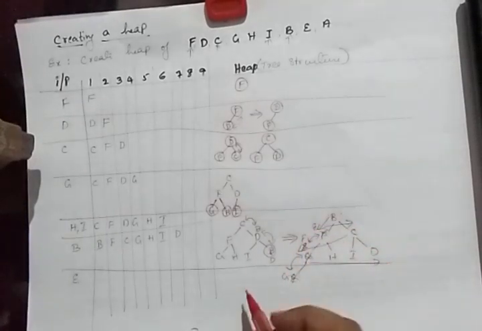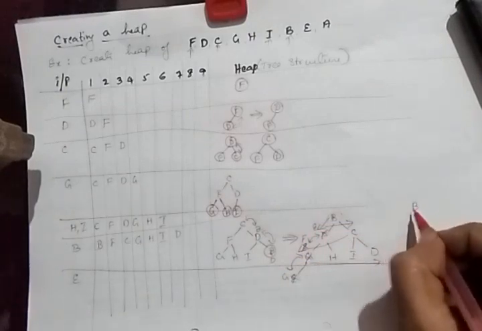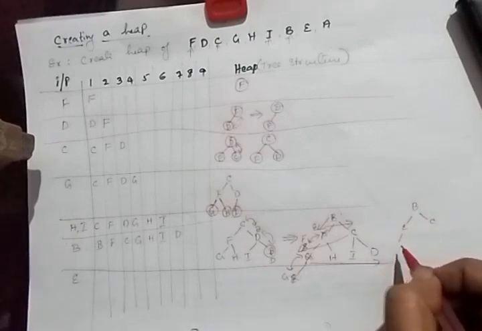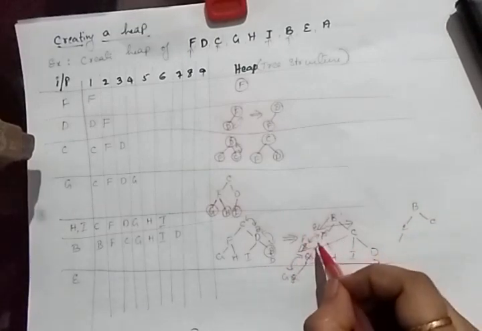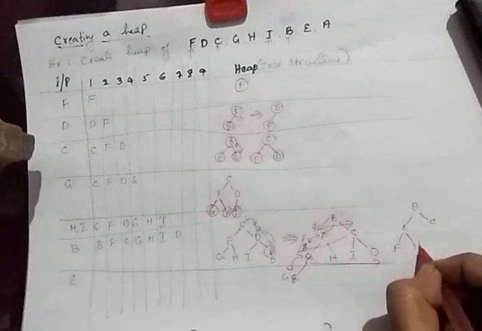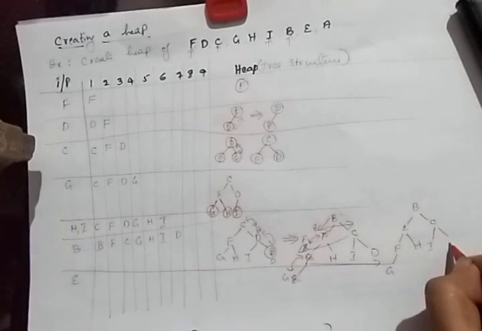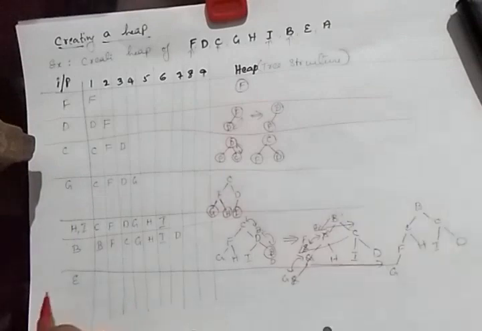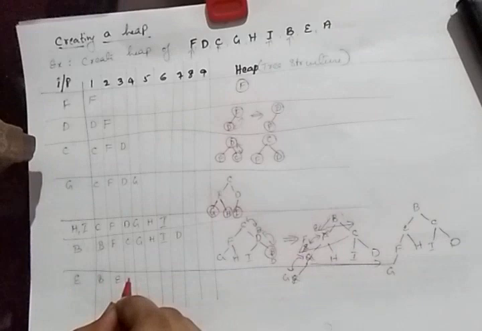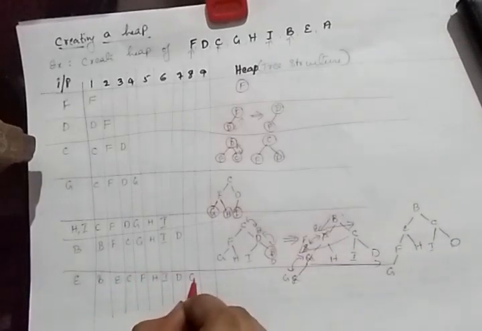So what is your new tree? Your new tree is B, E, C, you have F, H and G. Here you have I and D. So what is our array now? B, E, C, F, H, I, D, G.